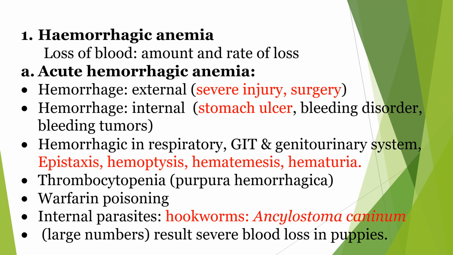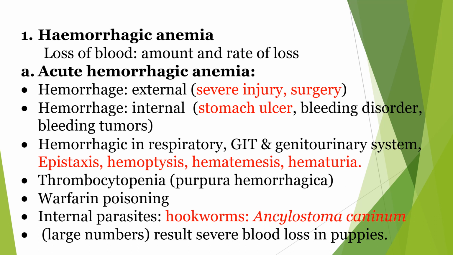Here we will see somewhat more detail about hemorrhagic anemia. It is due to loss of blood, and the anemia depends on the amount of blood loss and the rate at which the blood loss occurs. There are two parts in this: acute hemorrhagic anemia due to acute hemorrhage, and chronic hemorrhagic anemia because of blood loss over a longer time.